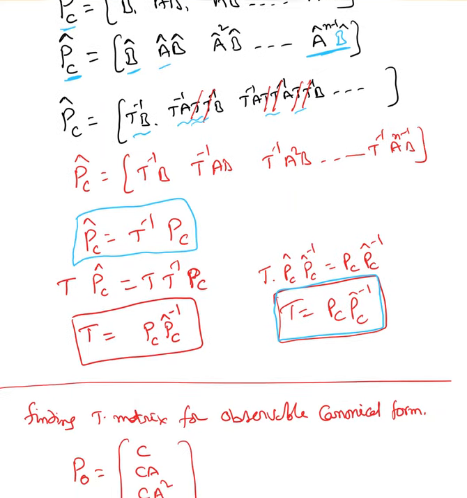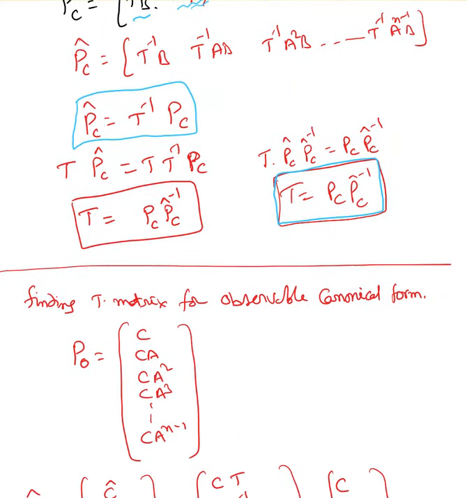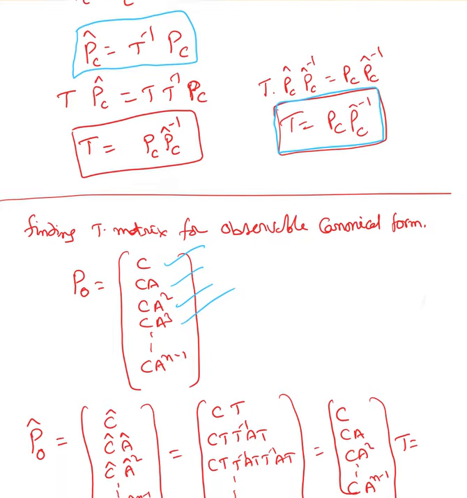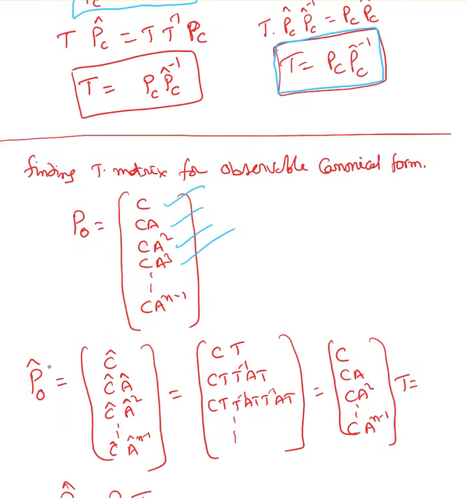When it comes to the observable canonical form, P naught equal to C, CA, CA square, CA cube, etc. Now P naught hat equal to C hat, C hat A hat, C hat A hat square, etc. Now I'm going to substitute C hat equal to CT. Now I'm going to substitute that value here.